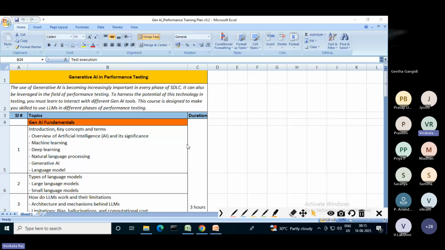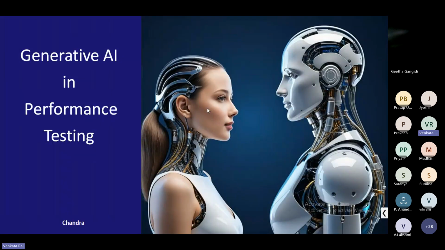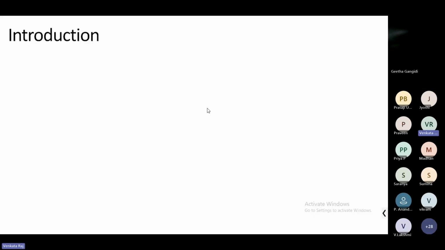If you have not started using Gen AI, you are already late. Okay, but better late than never, right? So we need to start using generative AI. We need to start leveraging generative AI in the field of performance testing also. Every phase in performance testing we can do with the help of generative AI, guys.